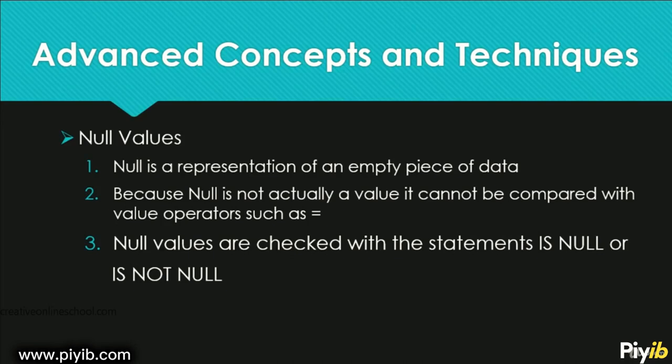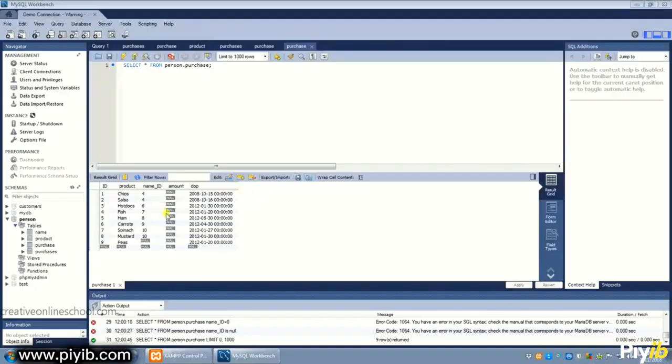Let's see this really quick. We're back in our purchase table because you may remember we had a name ID that was null. Somehow this got entered for a purchase, but we don't know who it was that purchased it. And it's the perfect example for us.